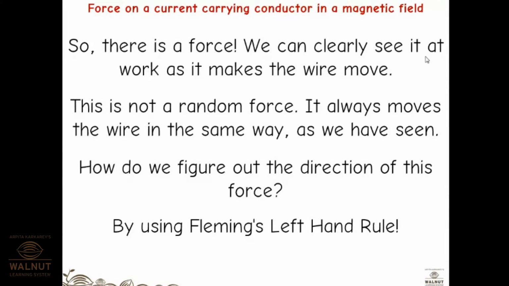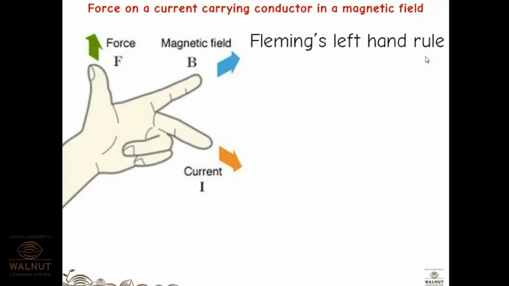One we have already seen. One is the right hand thumb rule, also known as the corkscrew rule, that is used for a straight current carrying conductor. This one is Fleming's left hand rule, and the third one is Fleming's right hand rule that we will see later on. So in total we have three rules. So what does Fleming's left hand rule tell you?